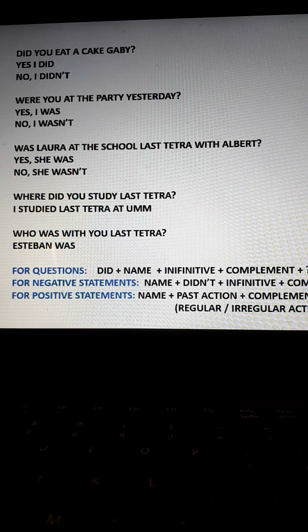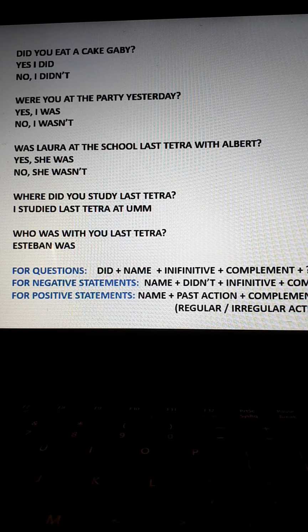Porque ni modo que digas, ¿estudiaste el año pasado? Perdón, ¿dónde estudiaste el año pasado? Sí. No te están preguntando que sí, que ¿dónde estudiaste? Entonces ya contestas, estudié en la metro, por ejemplo.